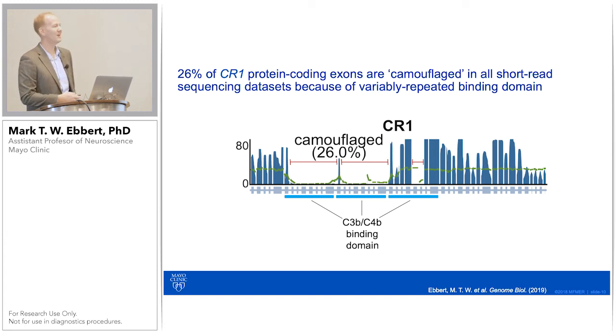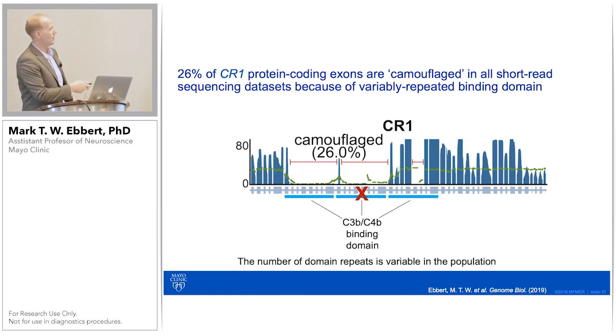But then even more, the number of times that this binding domain, in HG38, is repeated 3 times. The number of times it's repeated is actually variable in the population. So we all have different combinations of how many of these repeats are in our CR1 gene. And just to add another layer of coolness to this gene, the number of times this domain is repeated is actually associated with Alzheimer's disease.